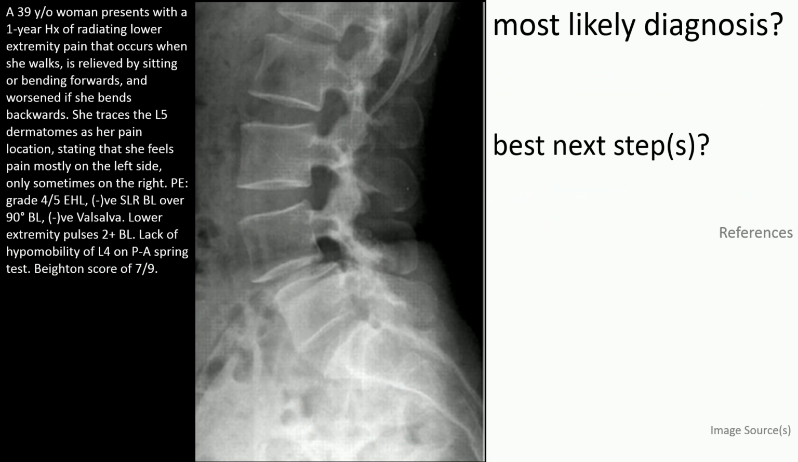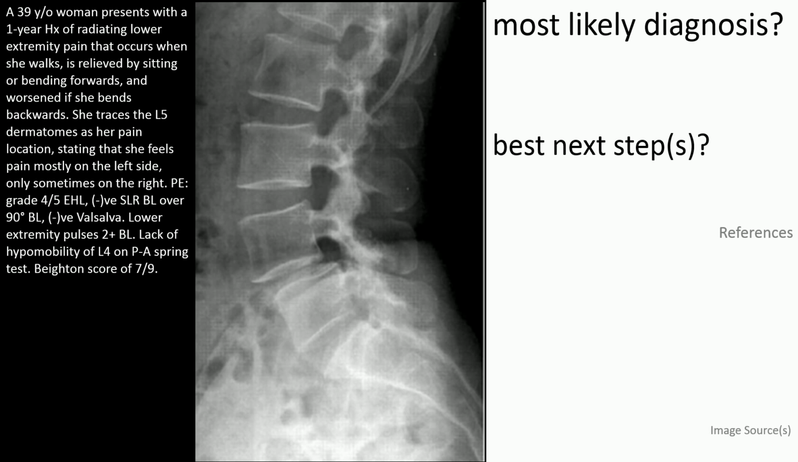In our first case, we have a 39-year-old woman who presents with a 1-year history of radiating lower extremity pain that occurs when she walks, is relieved by sitting or bending forwards, and worsened if she bends backwards. She traces the L5 dermatomes as her pain location, stating that she feels pain mostly on the left side, only sometimes on the right side.